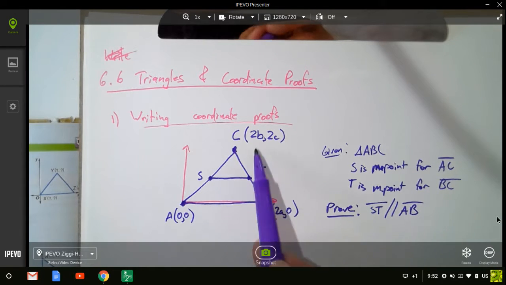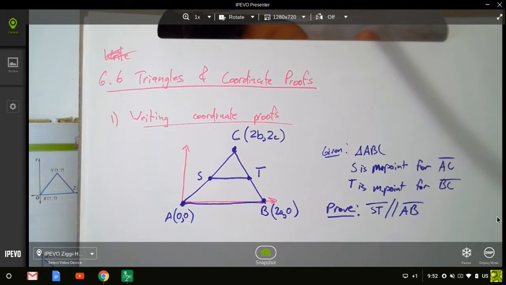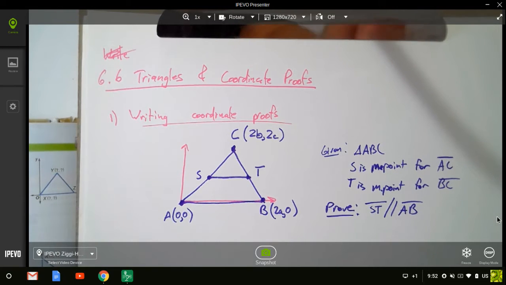But could you prove that on a coordinate grid though? Angles and stuff. Okay, not quite. I can't really do anything with these numbers to prove angles, right? What do you think? For ST and AB, you can find the slopes of those two, and if they're the same, then they're parallel.